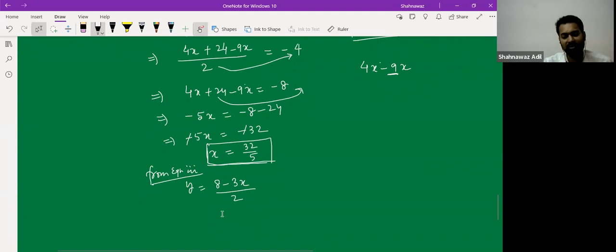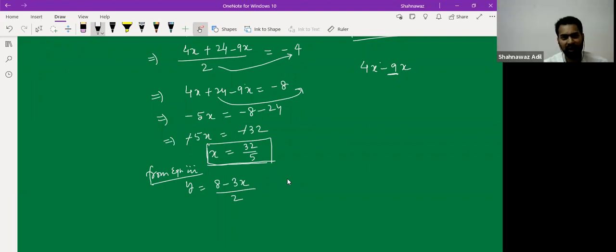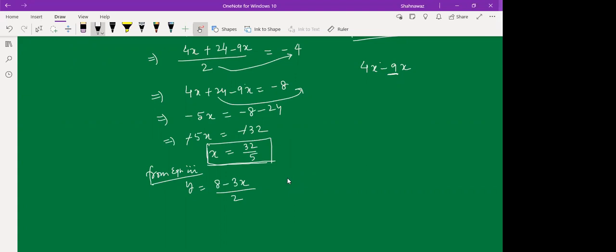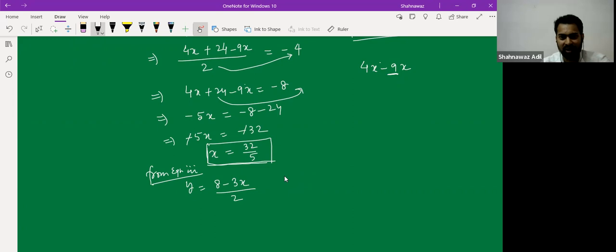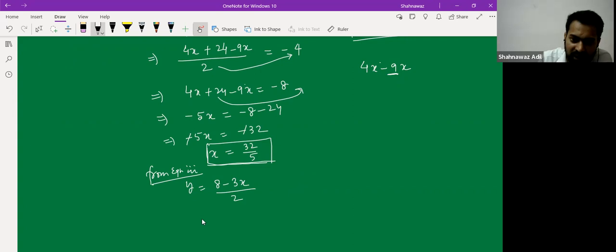When this type of question is asked, you just write all the information, whatever steps you are taking, right? Because your teachers see those steps, and if you don't write those steps, they will cut your marks. So in your exam, just write every step that comes to your mind. So putting the value of x in this equation, 8 minus 3 into 32 by 5, all by 2, right?